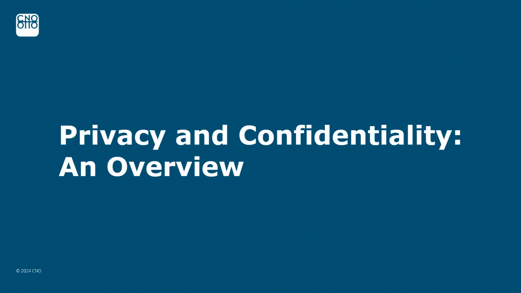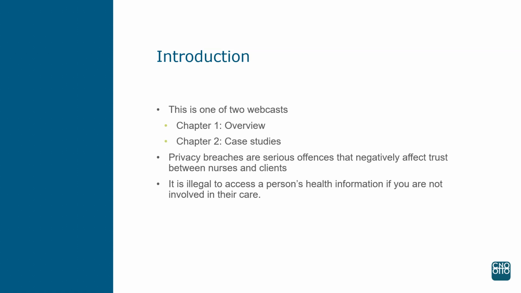The College of Nurses of Ontario presents Confidentiality and Privacy, an overview. This presentation is the first of two chapters about confidentiality and privacy. This first chapter provides an overview of your accountabilities for maintaining the privacy and confidentiality of clients' personal health information. The second chapter is a review of case studies and applying the college's practice standards and guidelines in situations that could result in privacy breaches.